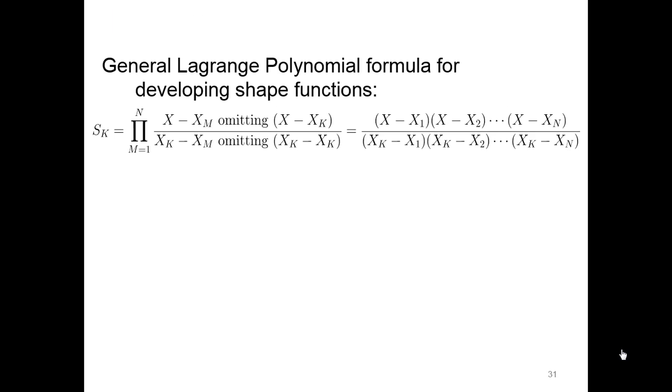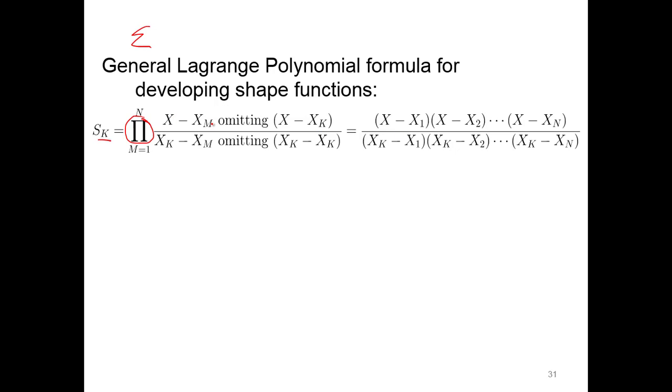All right, so here's the general Lagrange polynomial formula for creating our shape functions. So if we wanted to get a shape function, say at shape function node K, this is how we do it. So this symbol right here is a capital psi, and it basically does the same thing as the summation, but it does it for multiplication. So it's going to multiply each one of these. So you can see what it looks like over here as we do it.